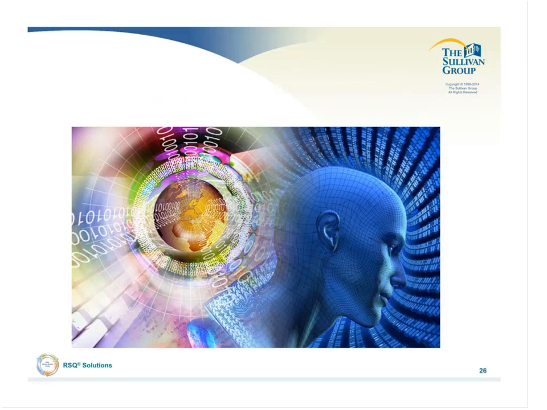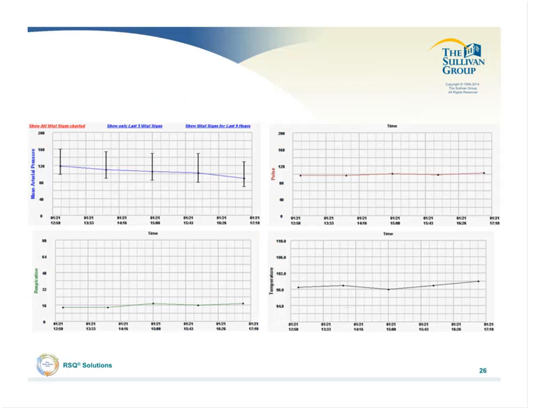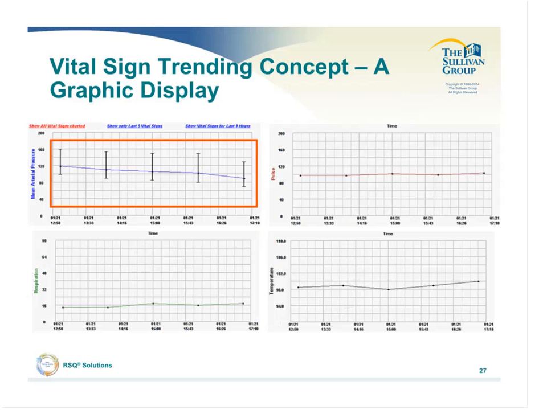We need to put the human mind together with information technology, and we come up with this. This we see. This is front of mind. We get it. The slope is going down. There's a problem here with these vital signs. So we need to look at vital signs in a graphic format because that's the best way we can understand them, and they need to be immediately available.